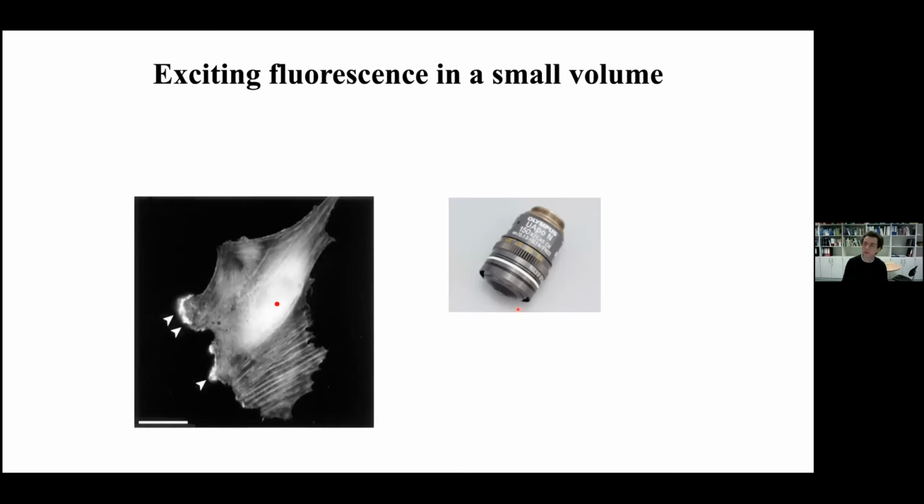So one thing you could do is to define a very small excitation region with your fancy objective within the cell. So you try to make a spot of light as small as possible. Only fluorescent molecules which cross this spot of light will actually be fluorescent. Otherwise, they will not be excited outside, and so they will be dark.